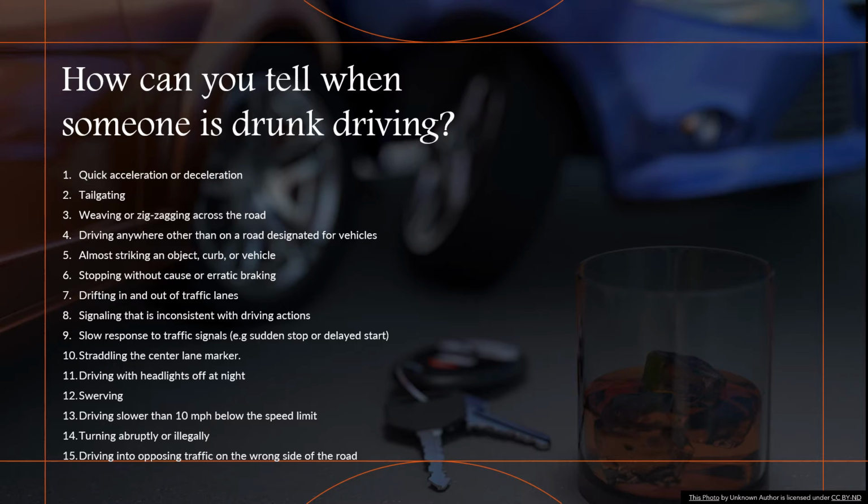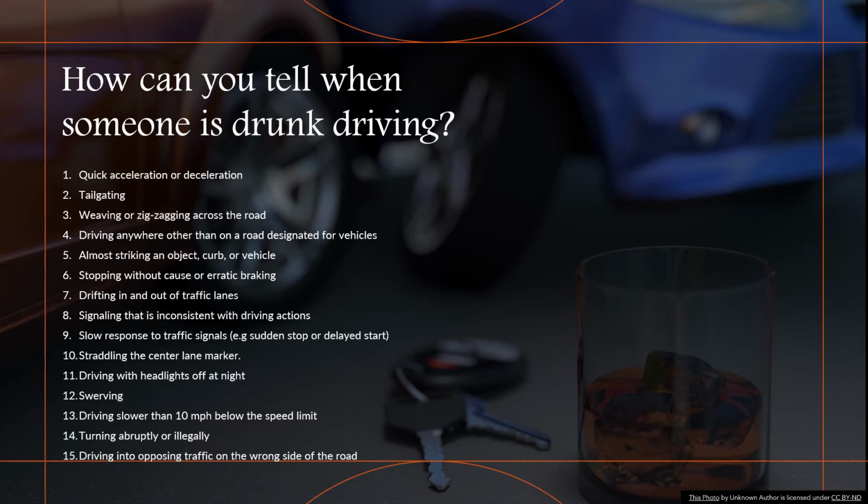Okay, how can you tell when someone is drunk driving? Number 1, you can see them quickly accelerate or decelerate their vehicle. 2, they tailgate you. Number 3, they're weaving or zigzagging across the road. 4, they're driving anywhere other than on a road designated for vehicles. Number 5, almost striking an object, curb, or vehicle. Number 6, stopping without a cause or erratic braking.